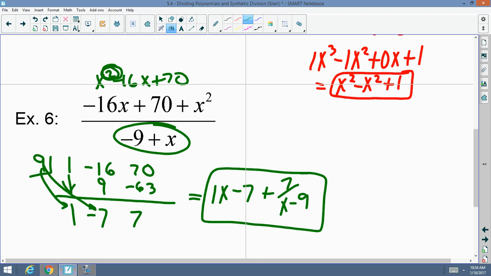Talk to me, guys. I see a lot of faces out there that don't look happy. Talk to me. Yes, sir. Oh, because this part here, that's my remainder. 1x minus 7, and that's it. This is the remainder. This last number is always going to be your remainder. Thank you, my man.